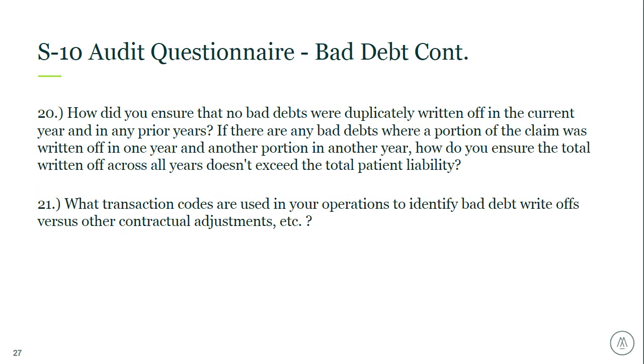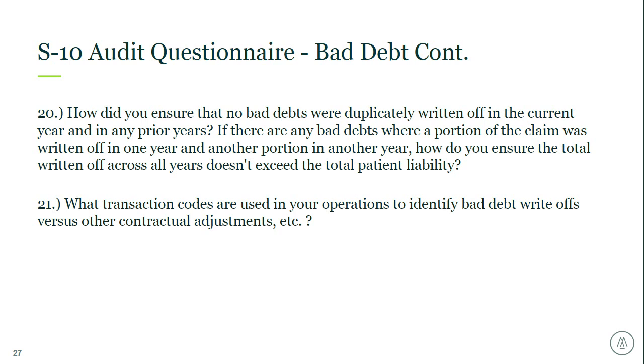How did you ensure that no bad debts were duplicately written off in the current year and in any prior years? What transaction codes are used in your operations to identify bad debt write-offs versus other contractual adjustments? Yeah, I won't go into too much detail on these as we already covered these same questions in the charity section. I think the thing to point out, though, is that depending on the patient financial system, it can be virtually impossible to use transaction codes to identify bad debt write-offs.